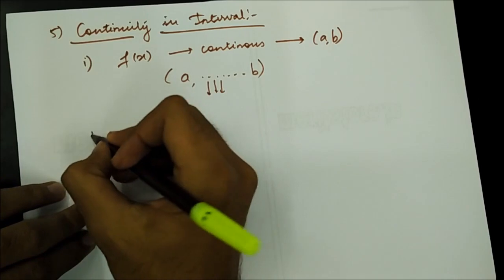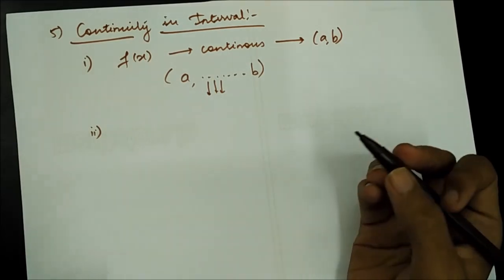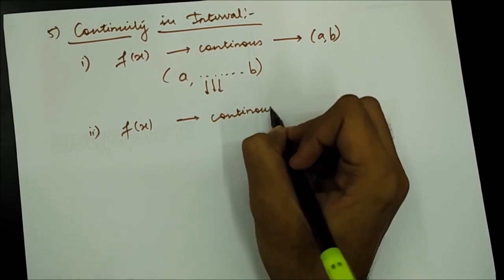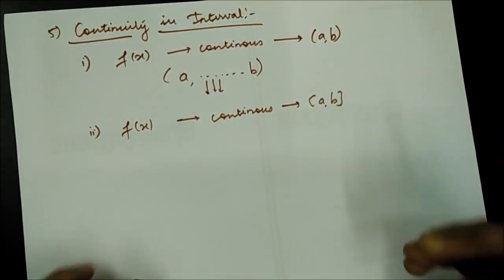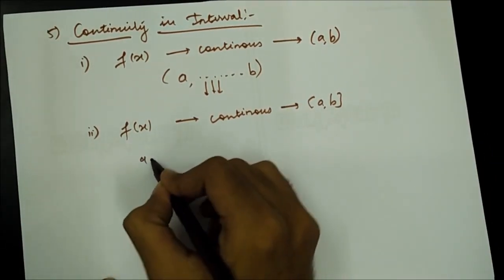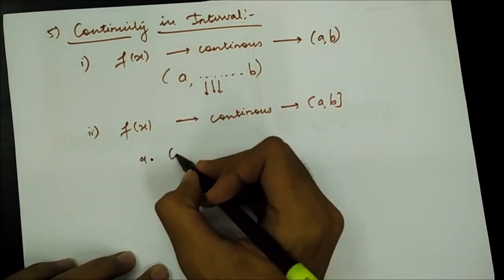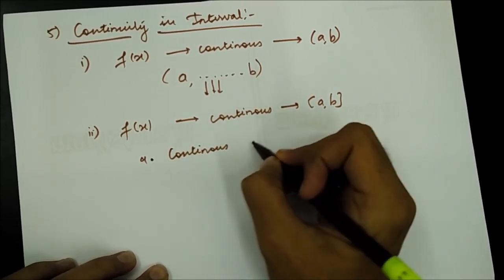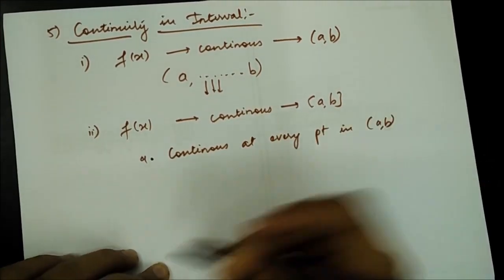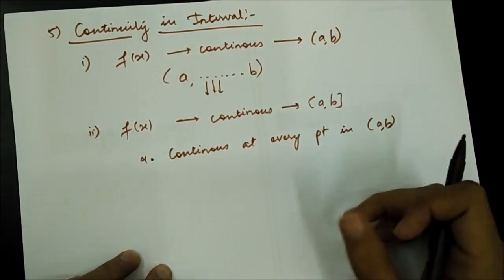The second important point is that a function f(x) is said to be continuous in a closed interval [a, b]. So a particular function f(x) is continuous in a closed interval [a, b] if there are three conditions. First, it is continuous at every point of the open interval, that is, continuous at every point in (a, b). So the first condition is that it should be continuous in the open interval (a, b).